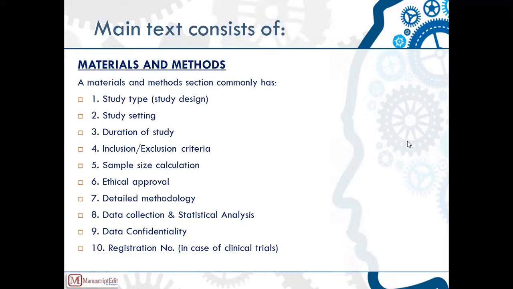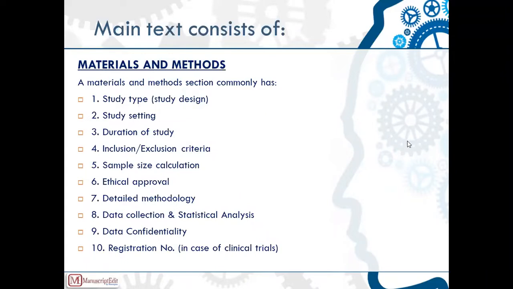Now, the next one is inclusion and exclusion criteria. Inclusion criteria are the characteristics that prospective participants must have if they wish to join the study. And exclusion criteria are the characteristics that disqualify the respective participants from joining a study. The next one is sample size calculation, and it is usually done with the help of a software or a convenience method.